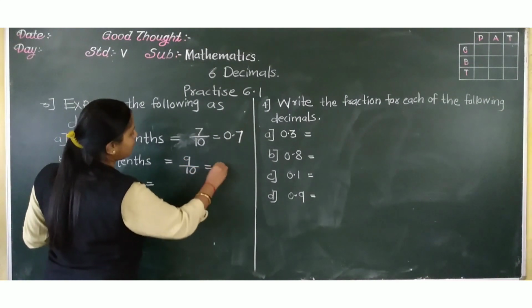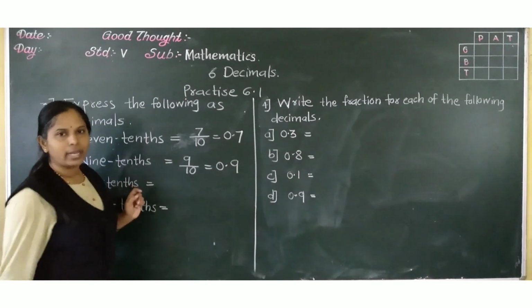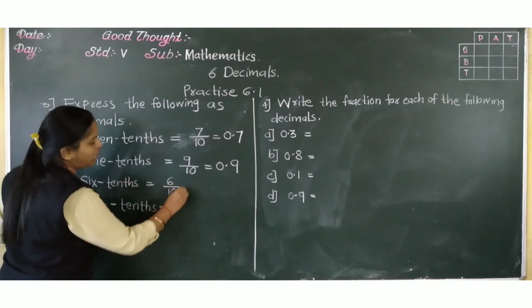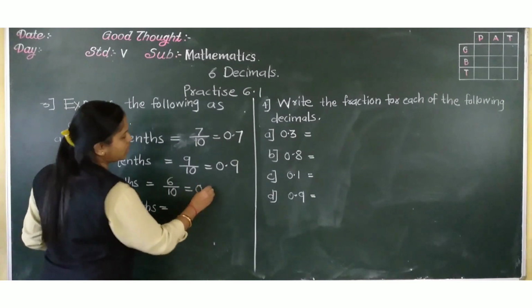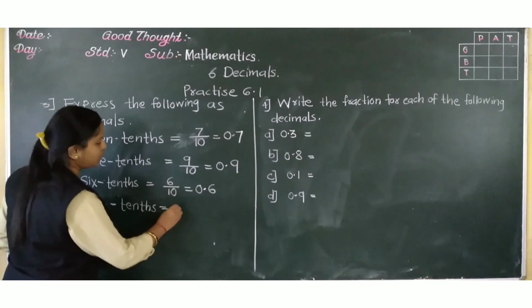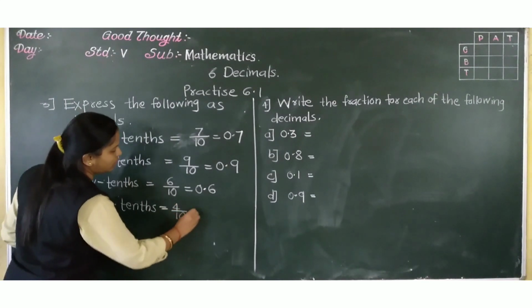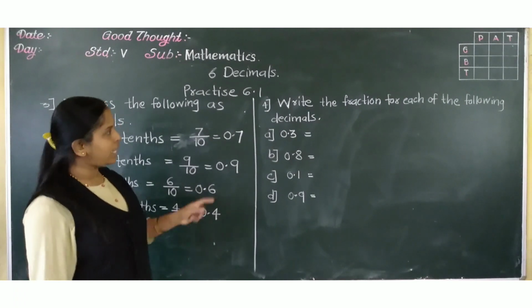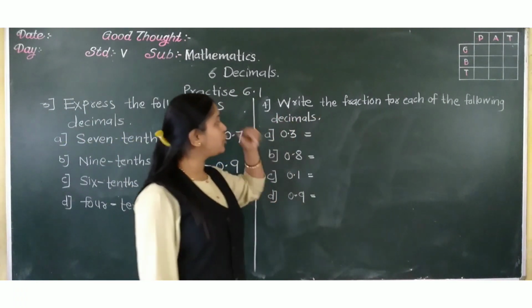Now 9/10, that means 9/10. And how to write in decimal? 0.9. 6/10, that is 6/10, and using decimal point, 0.6. Now here 4/10, that is 4/10, 0.4.